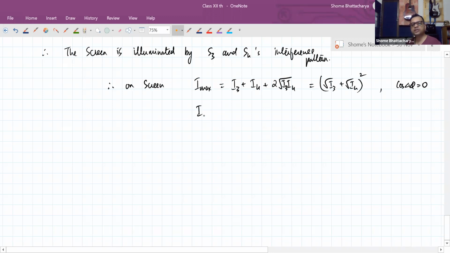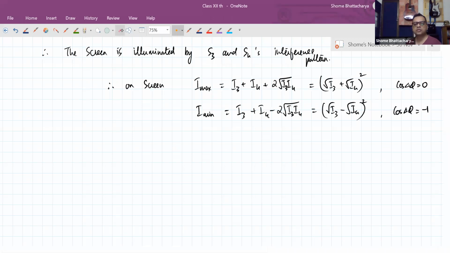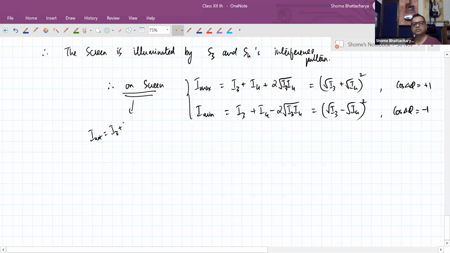Okay. And the minimum intensity is I3 plus I4 minus 2 times root I3 I4, or you can write that as this also. Okay, that is where cos delta phi is minus 1. So this one here should be plus 1. Okay. This is because on the screen the net intensity at any point is given by this.